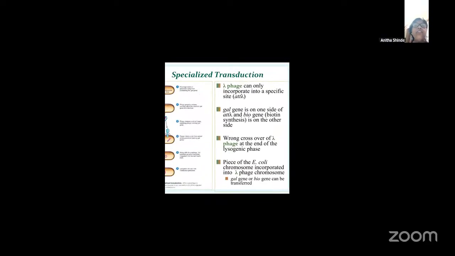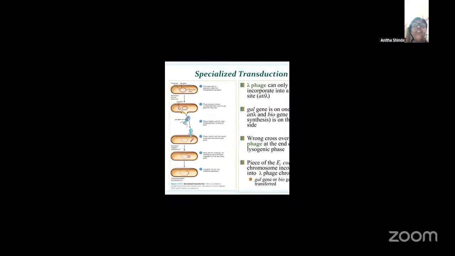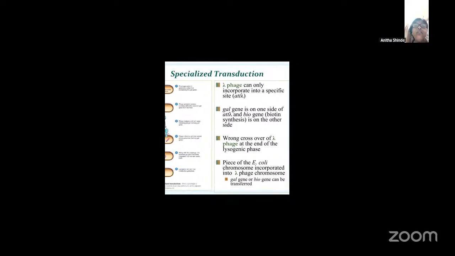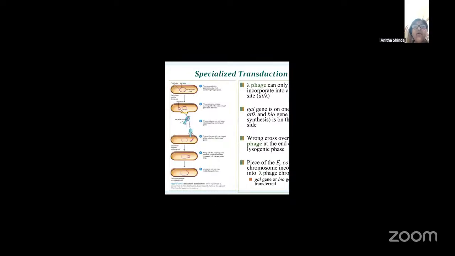So in specialized transduction, only restricted segments of the bacterial genome are transferred, whereas in generalized transduction, it can transfer any segment of the bacterial genome. There is no restriction at all. But in the specialized one, there is a restriction, so only restricted segments of the bacterial genome can be transferred, and it is done only by the bacteriophage lambda. Lambda phage can only incorporate into a specific site. Okay, so this is specialized transduction.